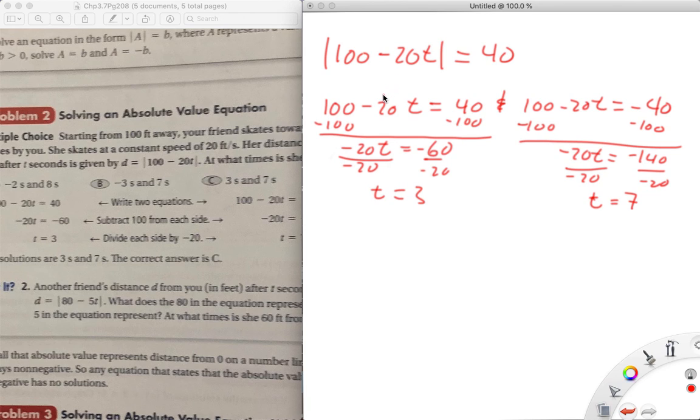Let's see, the distance is going to be 100 divided by 2, so that's going to be 5. 2 to the left is 3, 2 to the right is 5. So those are correct.